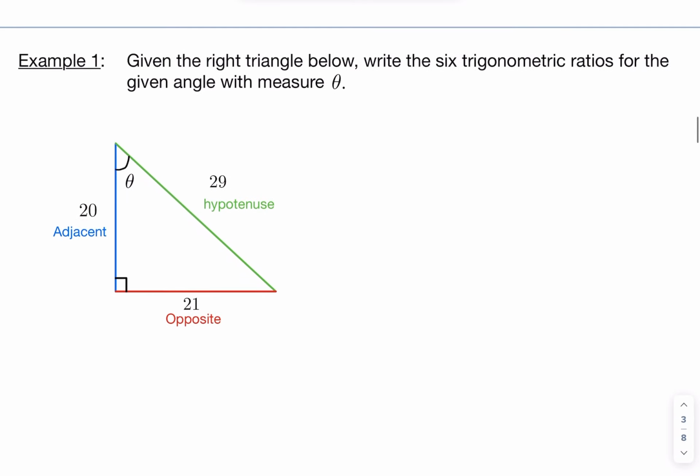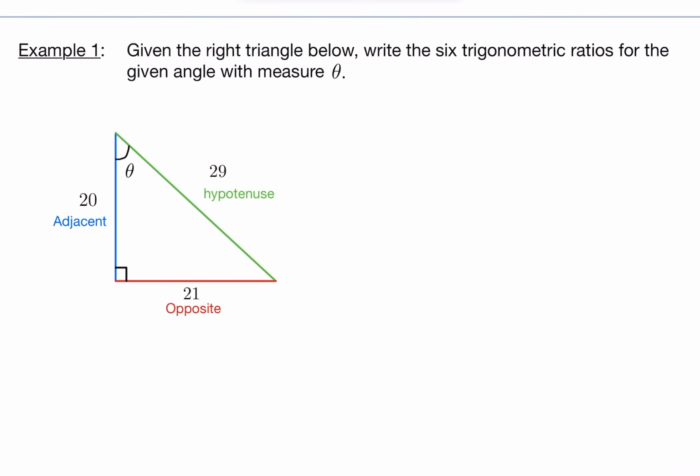Okay, so let's go ahead and start with example number 1. Example number 1 says, given the right triangle below, right over here, we're going to write the six trigonometric ratios for the given angle theta. So this is my theta. Let's start with the first one. If we follow SOHCAHTOA, let's go ahead and write this out.